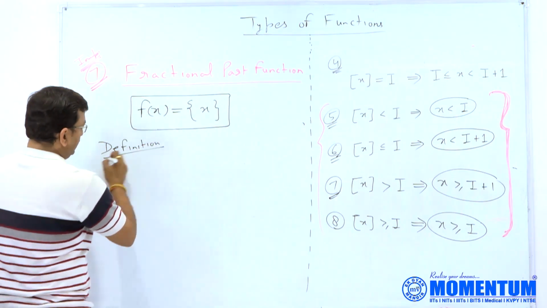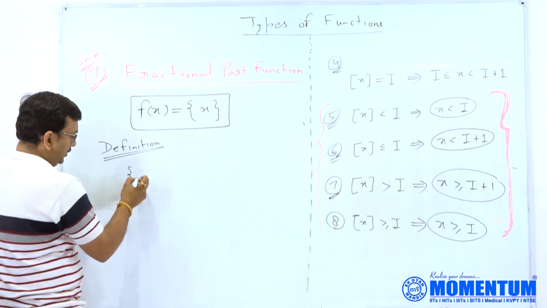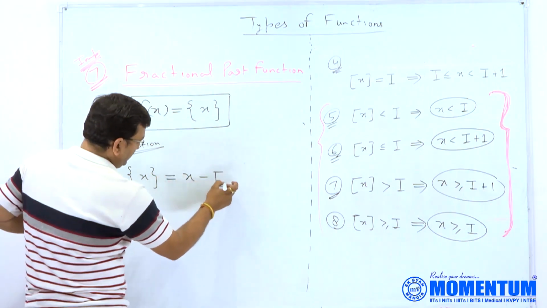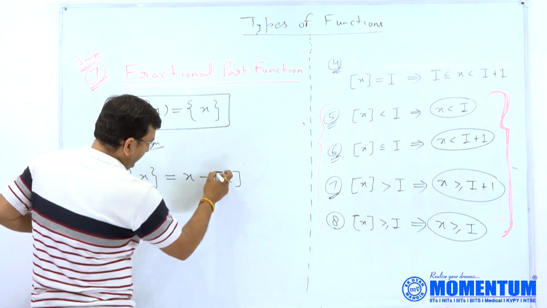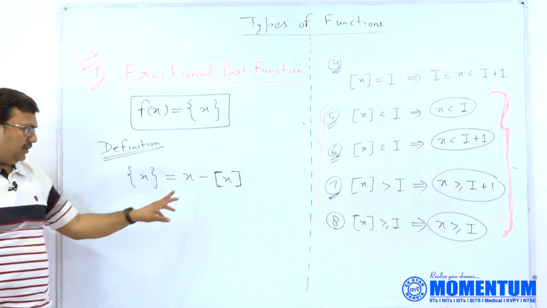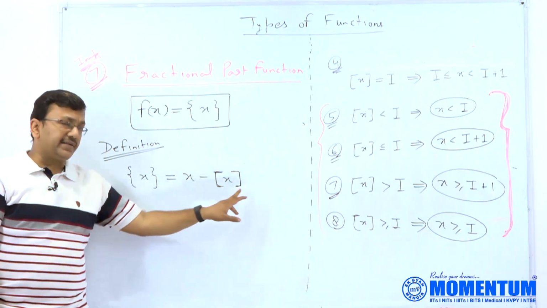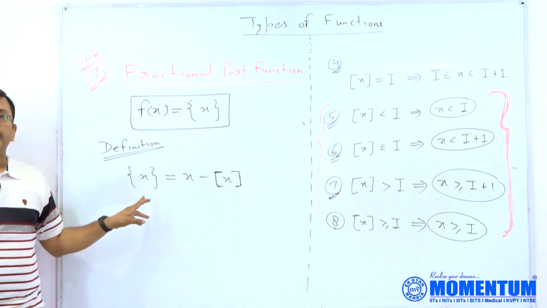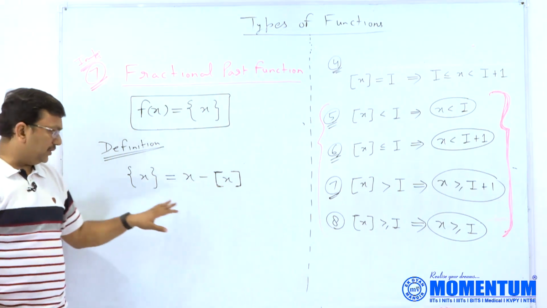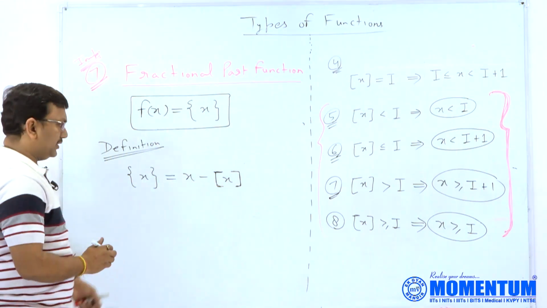डेफिनेशन की बात करें, सो डेफिनेशन curly bracket x is equal to x minus greatest integer x. From a number, if we subtract its greatest integer, we get the fractional part. Number minus greatest integer give us fractional part. Let us do some example.